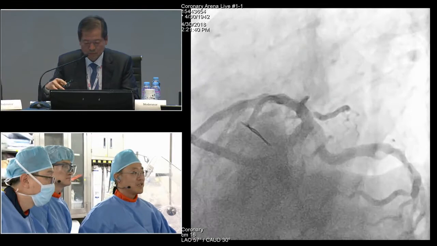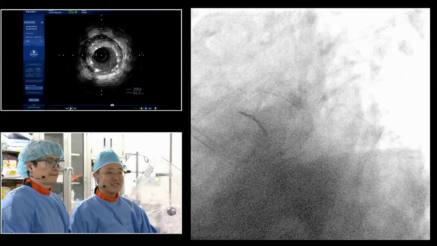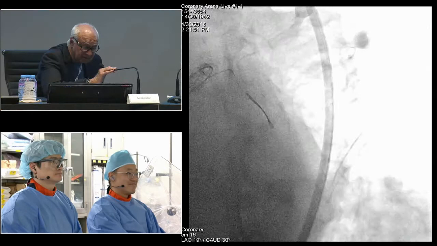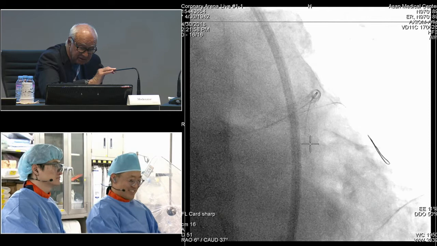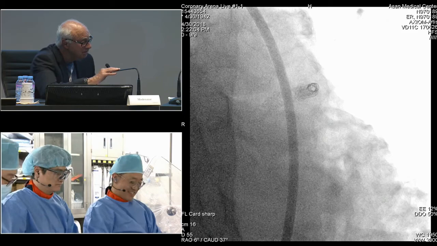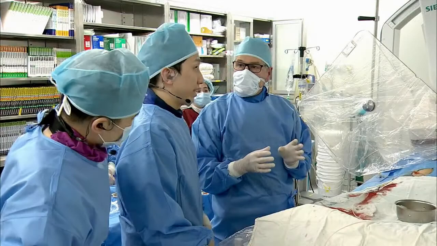Any comment or any suggestion? I think this is a beautiful case. You were very patient. It's kind of a boring way to do it, but you needed to be as persistent as you were with the cutting balloon and IVUS, et cetera. Yeah. I wish that everybody would do it so elegantly. Yeah. Okay. Great result. Okay. Thank you. Thank you. Thank you. Appreciate. Thank you. Wonderful. Thank you.